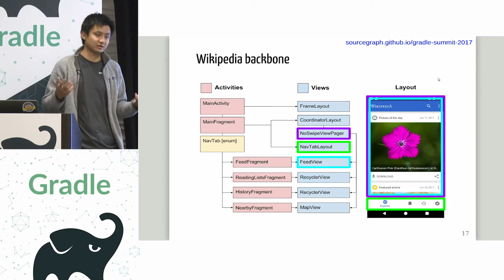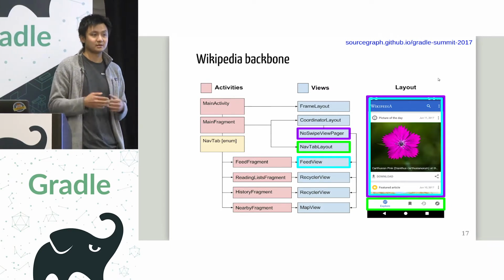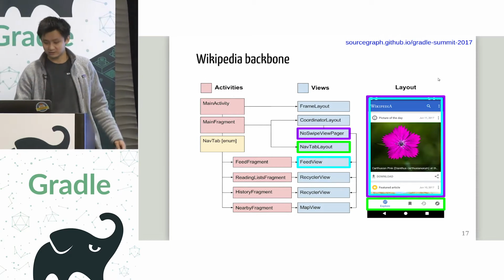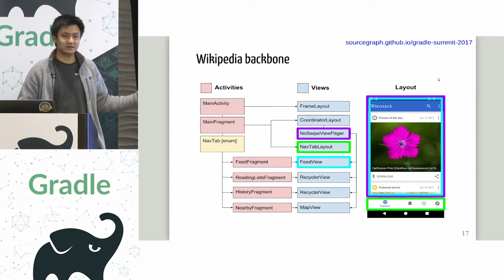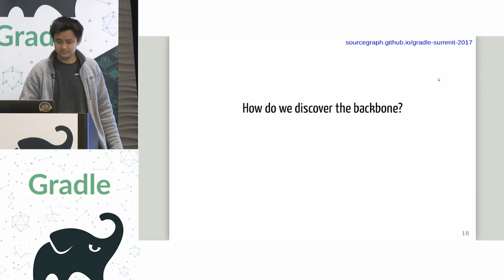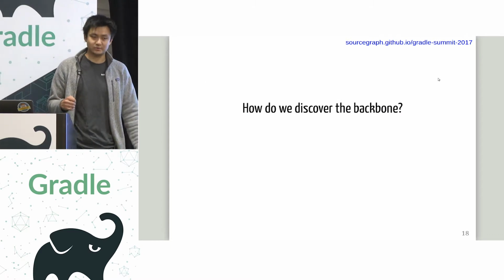Otherwise, who knows, you might go down some rabbit hole and not really understand the context for the work that you're doing. So how do you get to this picture? How do you go from zero, which is I'm staring at the README, to a full conceptual picture? In other words, how do we discover the backbone?